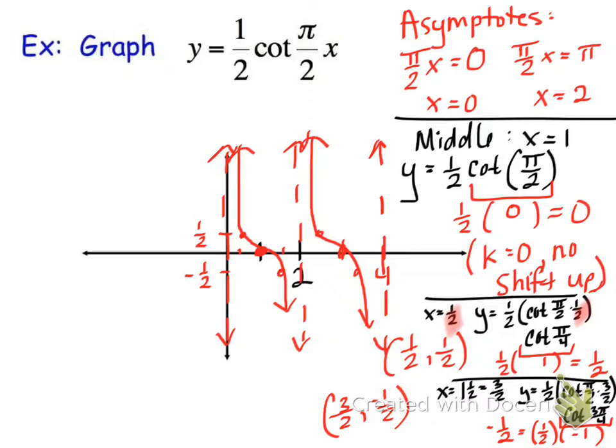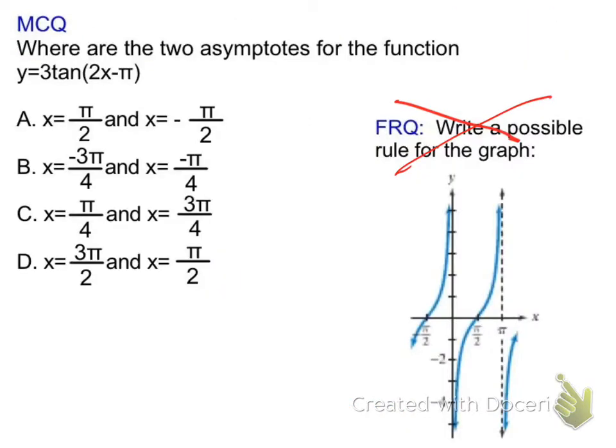So now your job for your checkpoints are, number 1, the multiple choice question is to find the two asymptotes for the function listed here. So practice that first step.